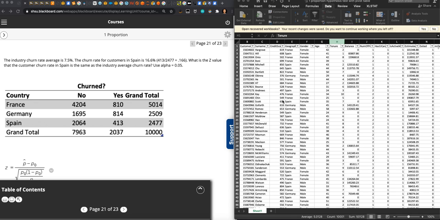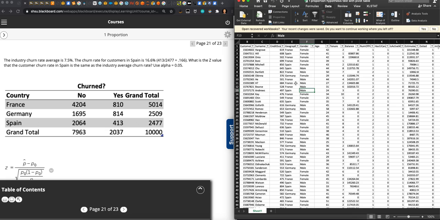We have another question here about the industry churn rate. So the industry churn rate is 7.5%. The churn rate for customers in Spain is 16%. What is the z-value that the customer churn rate in Spain is the same as the industry churn rate? So that hypothesis is that the industry churn rate and the churn rate in Spain are the same.